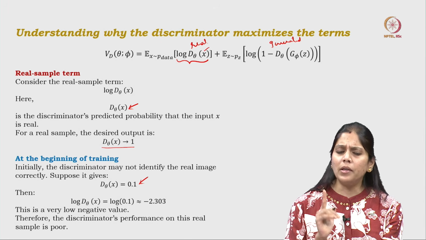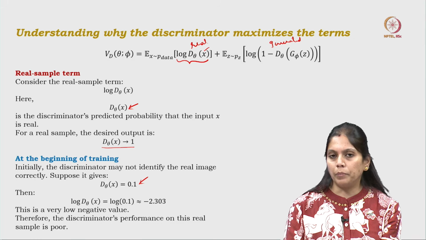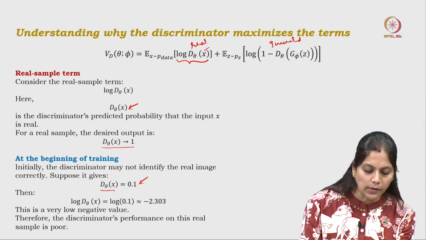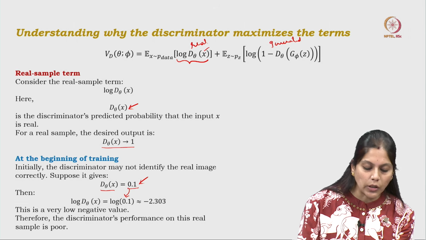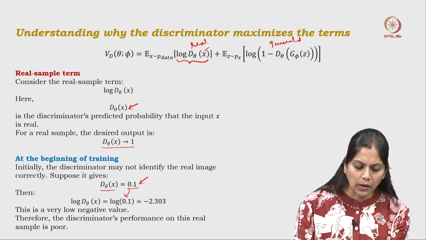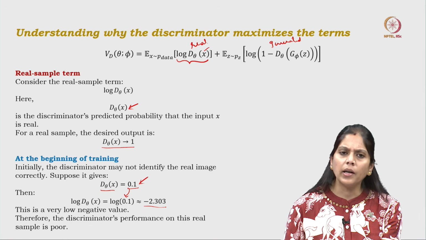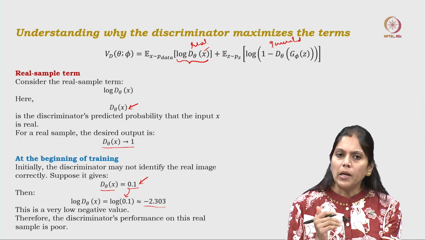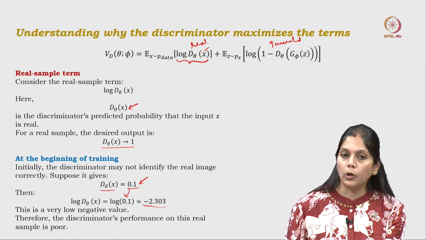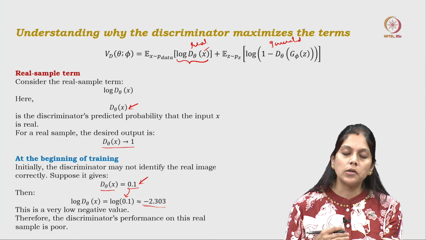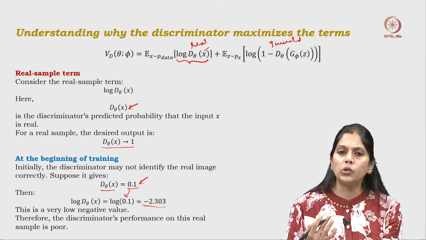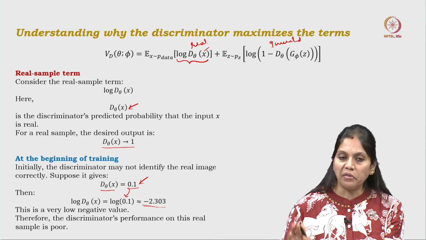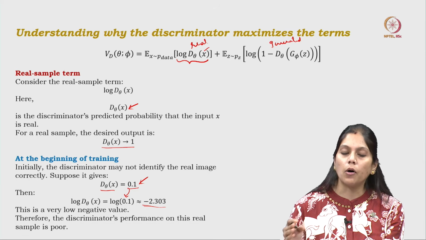If this is 0.1, what is our function here? It is log D theta of x. If D theta of x is 0.1, this is log 0.1, what is the value? We are getting a very low negative value, right? So, with this, what are we understanding? With this value, minus 2.303, we are understanding that the discriminator performance on real images is very poor, right. So now that is being passed as feedback to the discriminator, in the form of gradients.